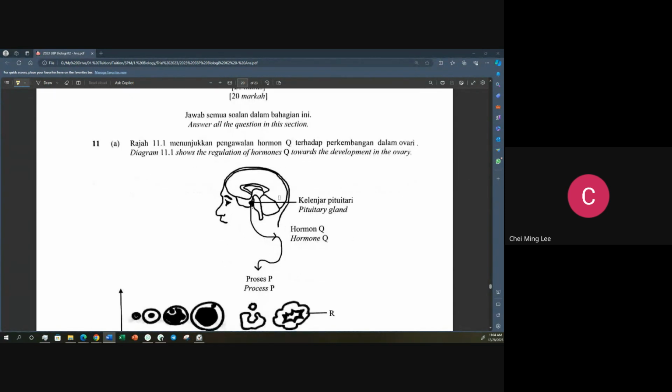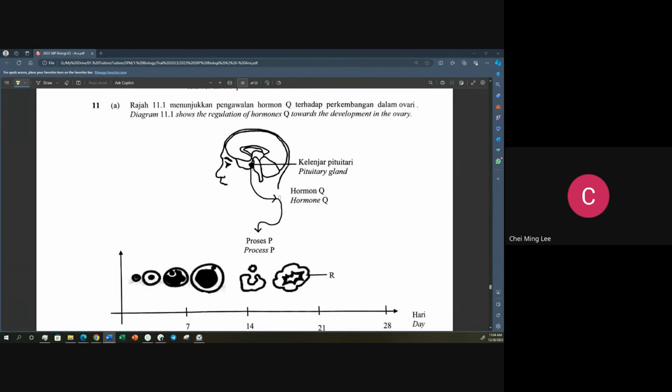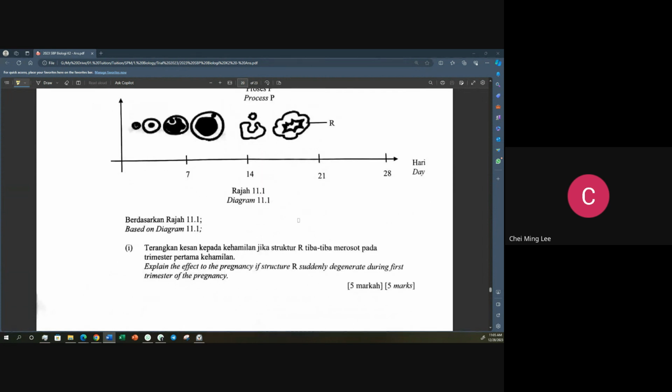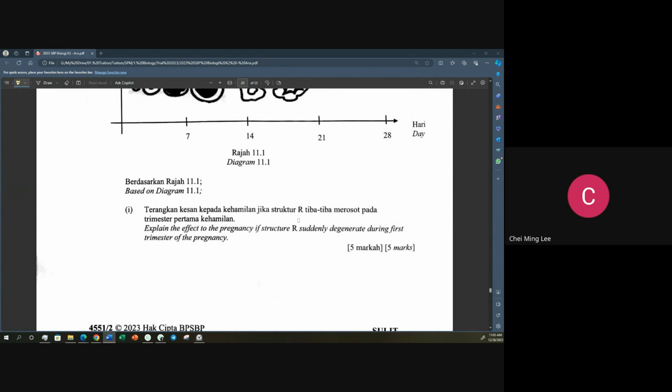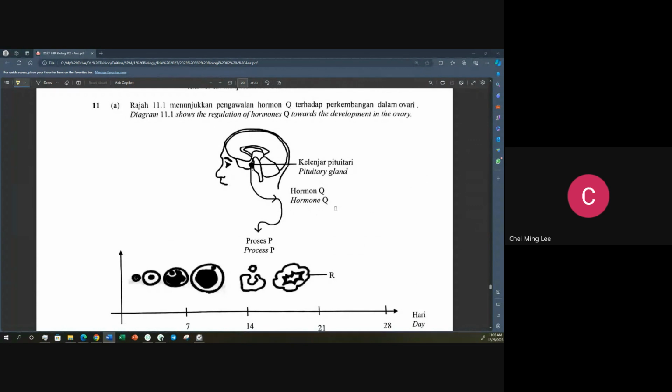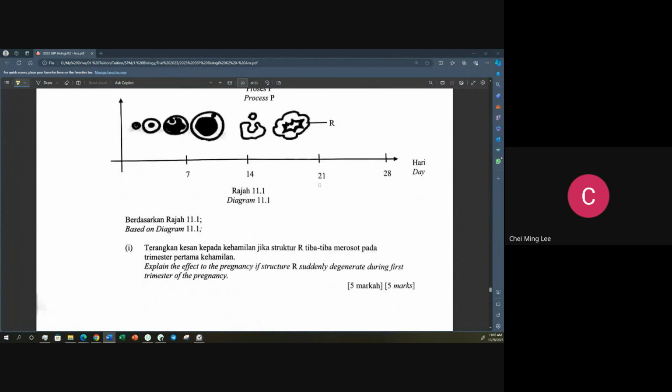Okay, for question 11, diagram 11.1 shows the regulation of hormone Q towards the development in the ovary. So the pituitary gland will secrete the hormone Q. Hormone Q will lead to process P. So first, explain the effect on the pregnancy if R, the corpus luteum, suddenly degenerates during the first trimester of the pregnancy. So the first point is we need to mention R is the corpus luteum.